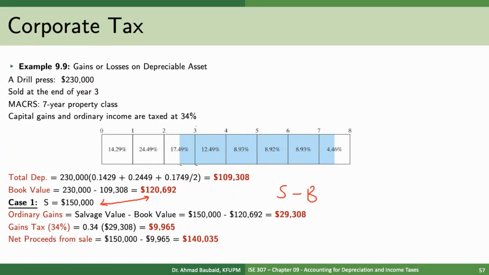I can also compute the net proceeds from sale, which is just looking at the salvage value, how much I sold the asset for, minus the gains tax. It just gives you sort of the net income that you get from selling it after taxes. I don't think we usually ask for this, but just know how it's computed if we do.